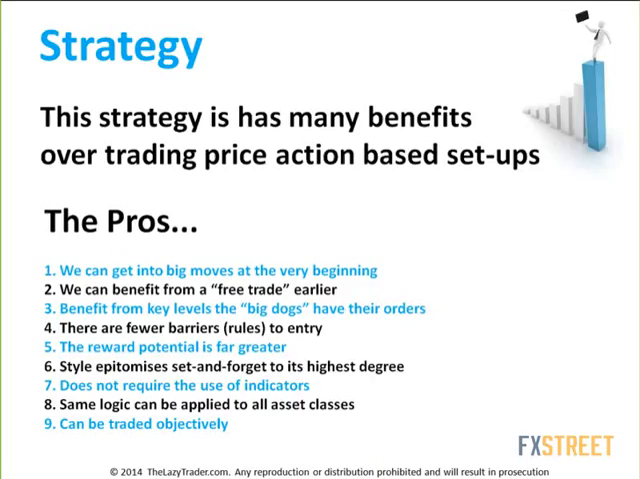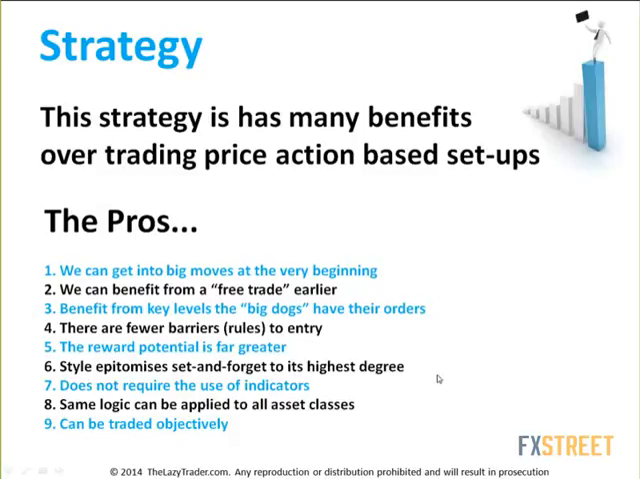All right, the great thing about this one is that we can get into moves, big moves very early, and benefit from a free trade very early as well, like I mentioned. And of course, piggyback the big dogs where they have their orders, like at these key round numbers, like we saw on pound New Zealand. Okay, so few barriers to entry, fewer rules. All we need are two previous tests on a previous level of support and resistance to qualify the level. Okay, and these can typically happen at multi-year highs, whether it's a 5, 10, 15, 20 all-time high or low. They're all as good as each other, providing the level has held for two previous touches.